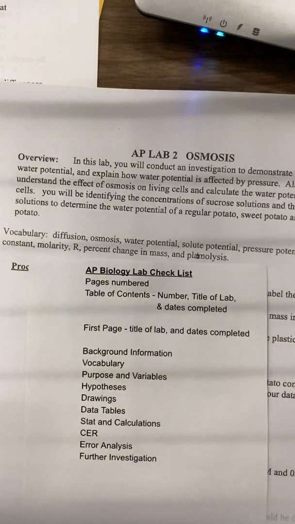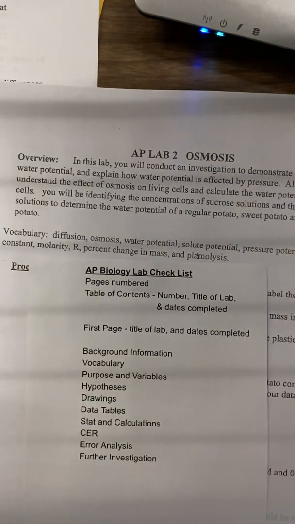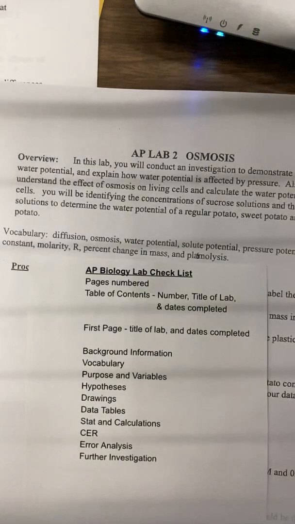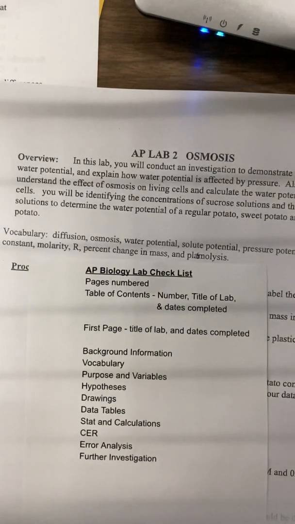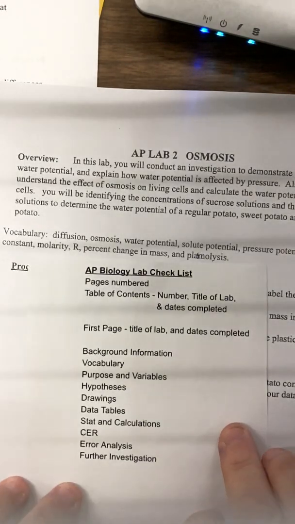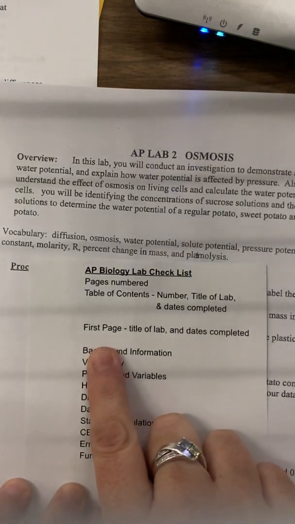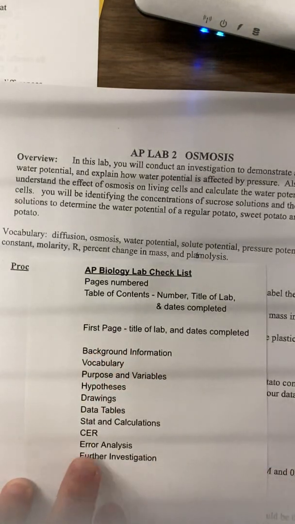For the table of contents, make sure you put the number of the lab, which is 2, the title of the lab, which is Osmosis, and the dates that we complete the lab. This is a 2-day lab, so we are doing this lab on Monday and Wednesday next week. For your first page of your lab, you're going to repeat the title of the lab and the number, so you're going to put AP Lab number 2, Osmosis, and the dates completed.